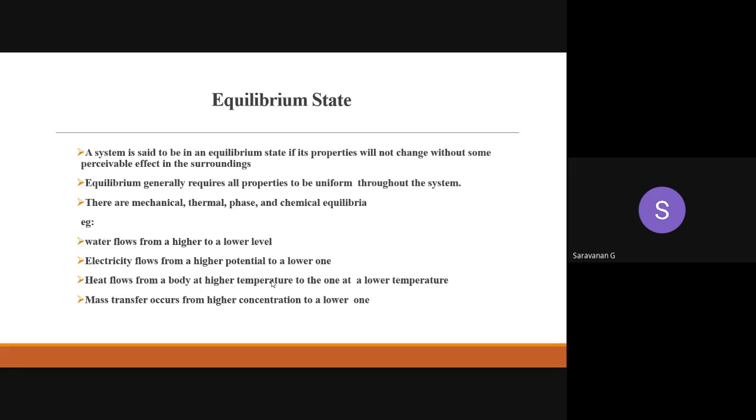What's your answer? Can anyone try to answer this question? Are the examples given above all related to thermodynamic equilibrium, or only to thermal, or only to mechanical, or only to chemical?